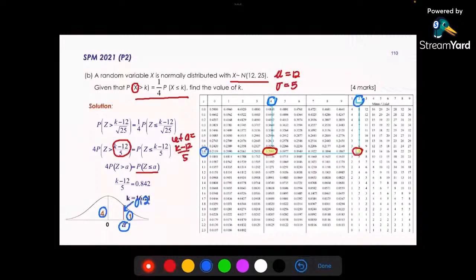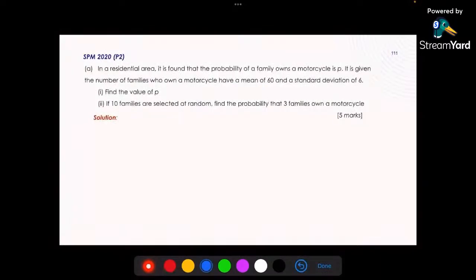We go to the next one, SPM 2021, question 20. This one is quite simple. In a residential area, it is found that the probability of a family owning a motorcycle is P. It is given that the number of families who own a motorcycle have a mean of 60 and a standard deviation of 6. Find the value of P. Kita tulis dahulu semua maklumat yang diberi. Ini macam soalan yang tadi kan, ni SPM lebih kurang.